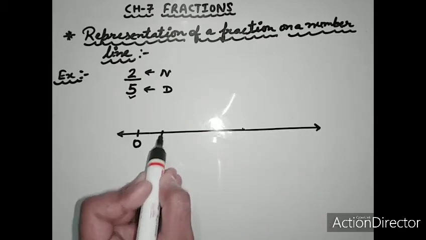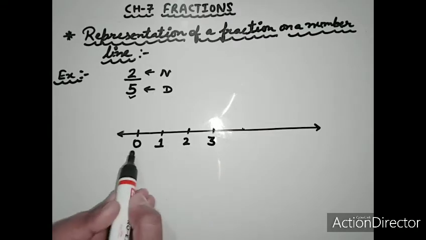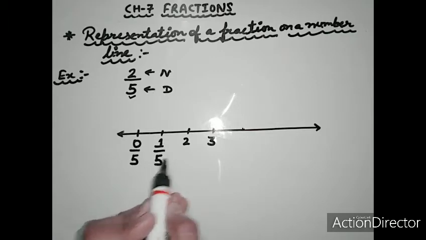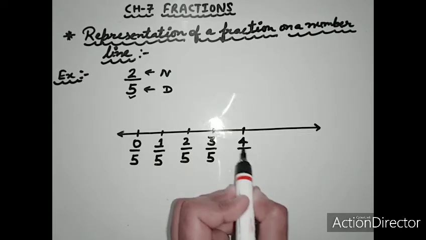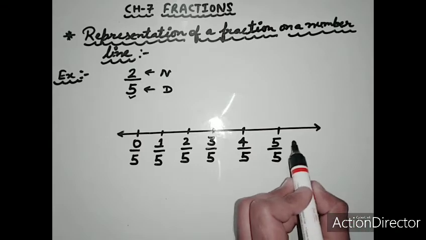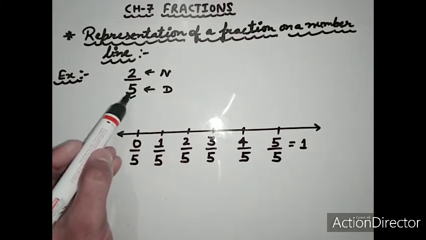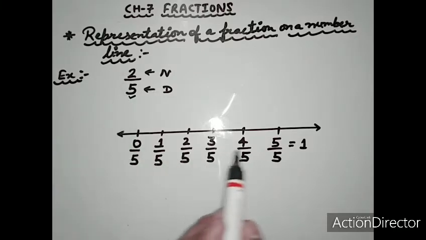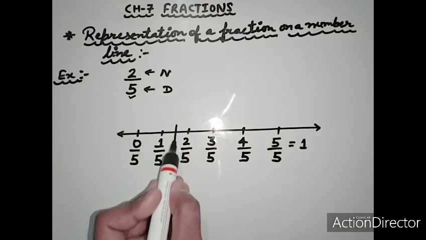Like here, if you write 0, 1, 2, 3, we take 5 as a denominator with all the numbers, like 4 upon 5 and 5 upon 5. So here 5 upon 5 is equal to 1. Okay, so here we represent 2 upon 5. So where is 2 upon 5 on this number line? So here this is 2 upon 5.